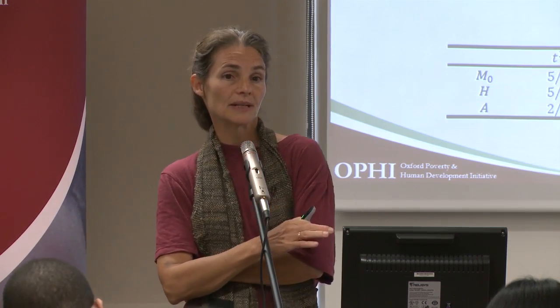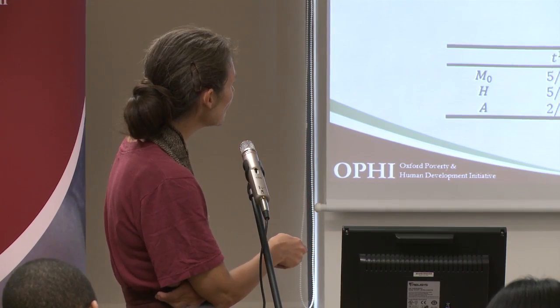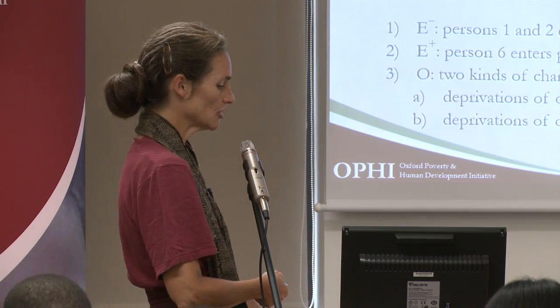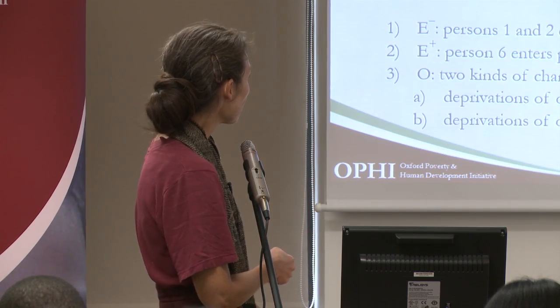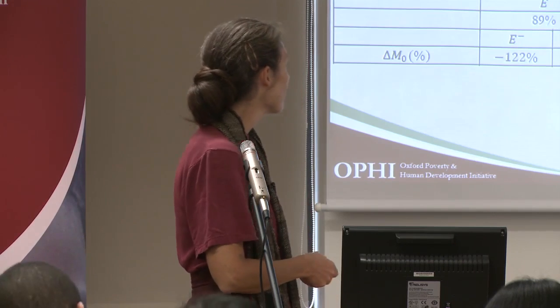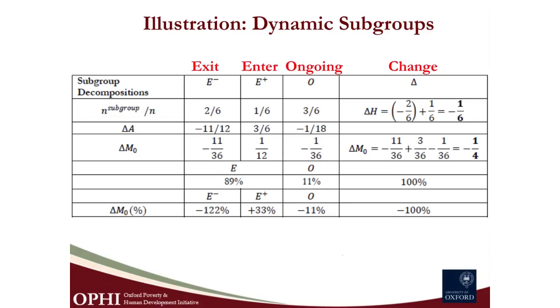These are the kinds of insights you can get from panel data. And then we can look at the M0 in the 2 time periods, the H and the A, and the change, and analyze it in the ways that I mentioned. So in particular, we can look at the people who exit poverty, the people who enter poverty or fall into poverty, and the ongoing poor. And we can see, for example, what percentage of the change in M0, which was -1/4, so poverty went down, but what percentage of the change was experienced by the ongoing poor? Remember, that's the difference in the number of deprivations on average they carry. So it's really their change in intensity.